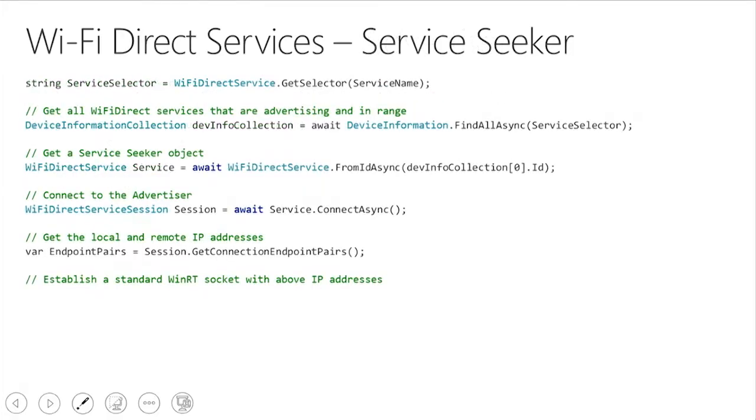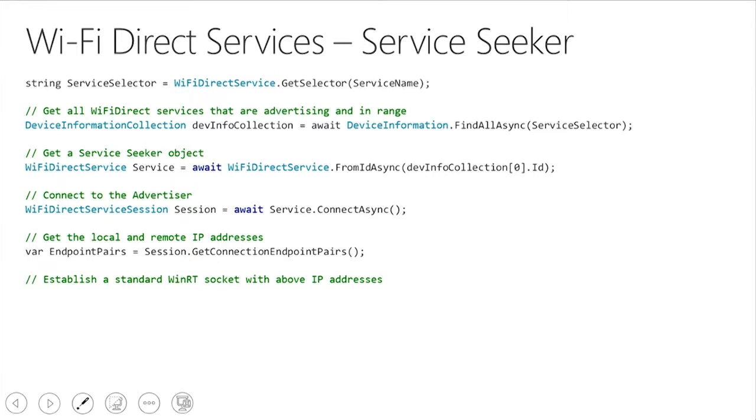Let's take a look at what it takes to start a seeker. To connect to a service, the service needs to be discovered first. To discover a service, we need to create a query string with that particular service name. That can be done by calling the getSelector method on the Wi-Fi Direct service class and passing in the service name. This query string, also called the service selector, can then be passed to the findAllAsync method on the device information class. The findAllAsync method would return you a device information collection object that represents the nearby services found.